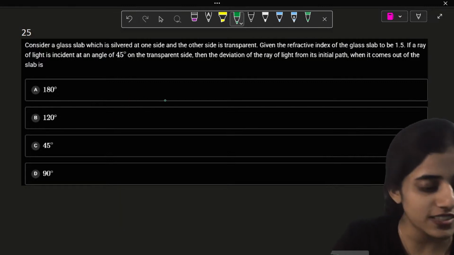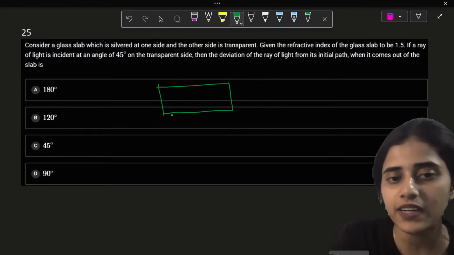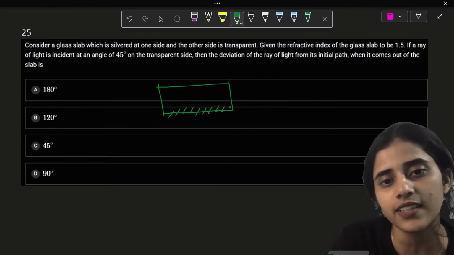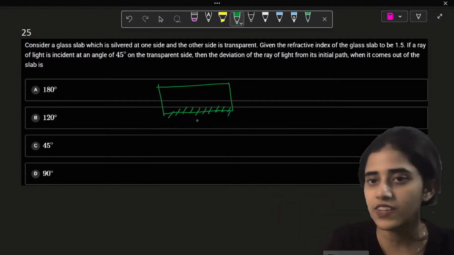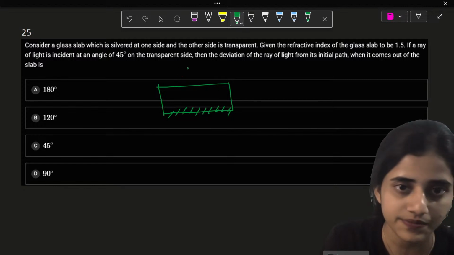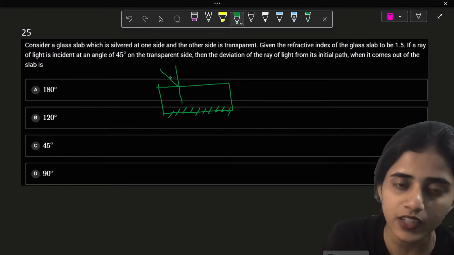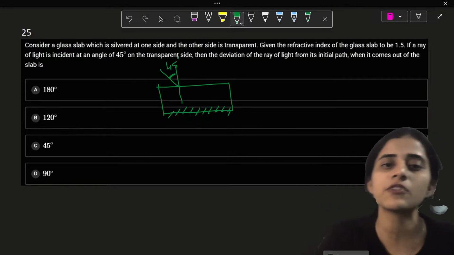Yeah. Consider a glass slab. Okay. So you have a glass slab. One part is transparent, the other is basically not transparent. It is made silvered, which means it's like a mirror. The refractive index is 1.5 and the angle of incidence is 45. So light is coming and falling on the glass slab at 45.